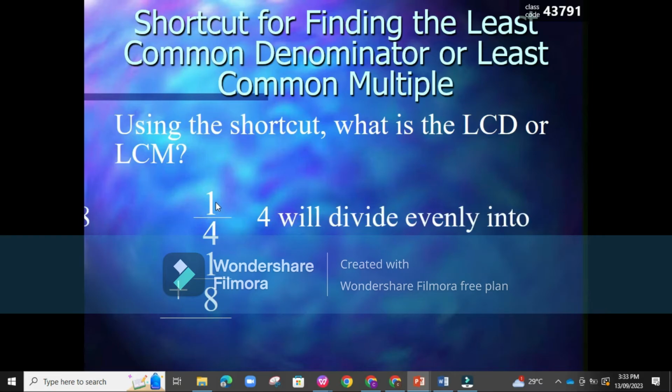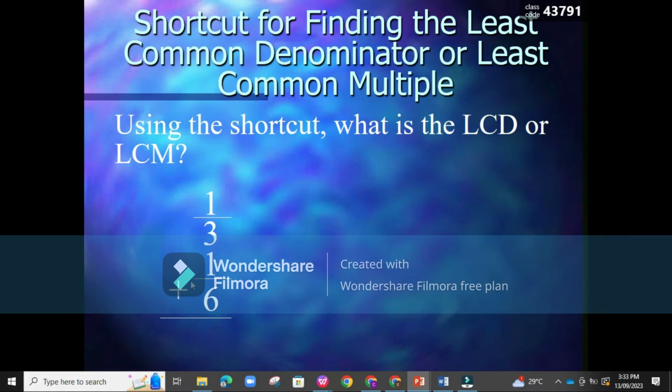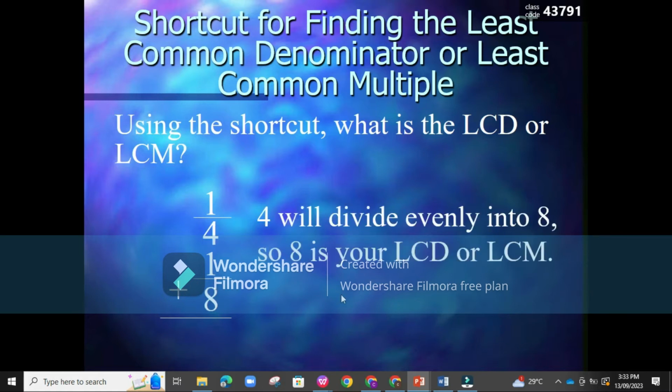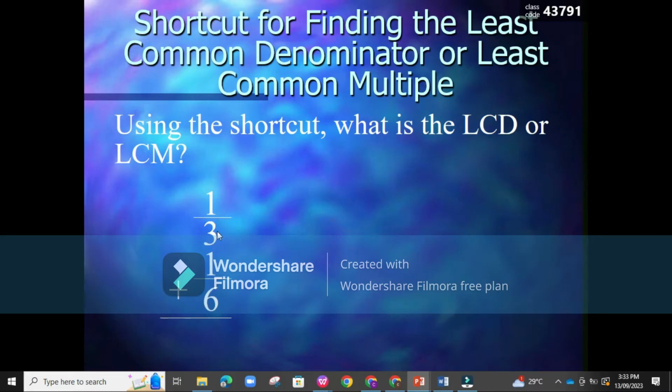Okay. Next, 1/4 and 1/8. Since 4 will divide evenly into 8, or 8 divided by 4 is exactly 2, we say 4 will divide evenly into 8, so 8 is your LCD or LCM. The bigger denominator is the LCD or LCM when the bigger denominator is exactly divisible by the smaller denominator.